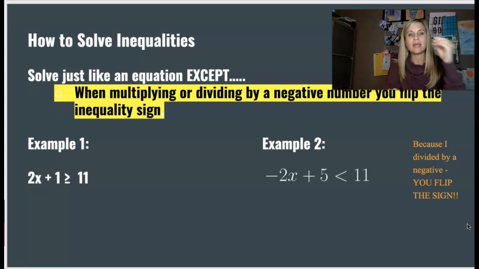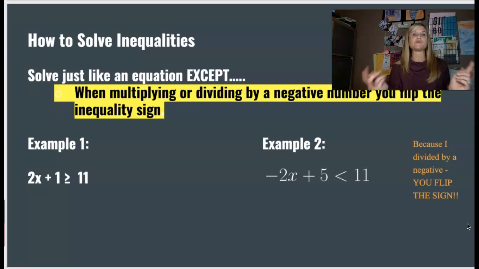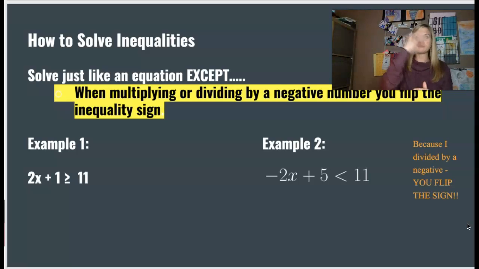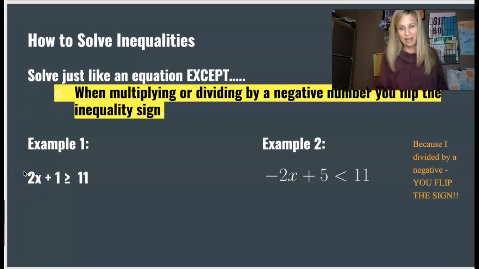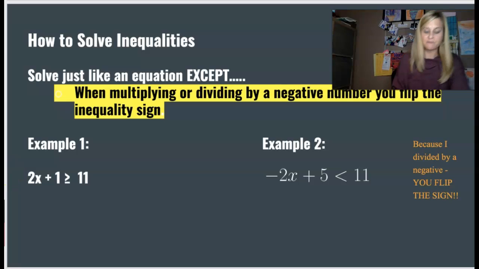This is super important. When you're multiplying or dividing by a negative number, you are going to flip the inequality sign. So if it's going this way, you're going to flip it to go the other way. That's the only difference, okay? I'm going to show you a couple of examples. First, how you solve an inequality, and then how you solve one where you're going to actually have to flip. Okay, so first, like I said, you're going to solve this just as if you would solve an equation.